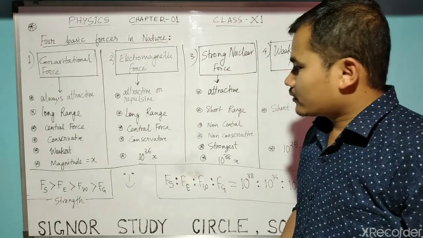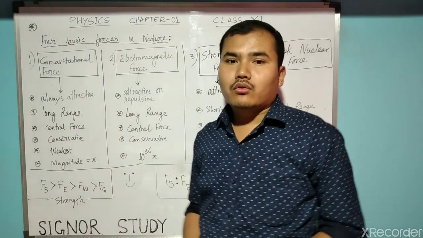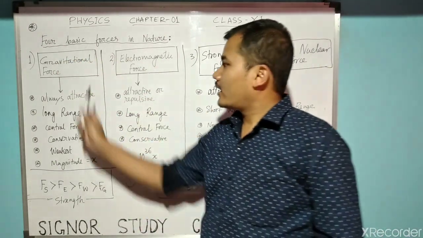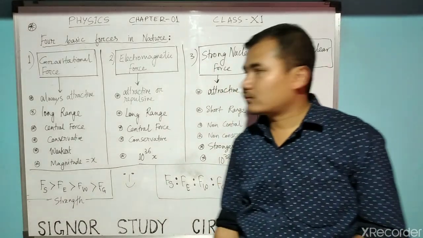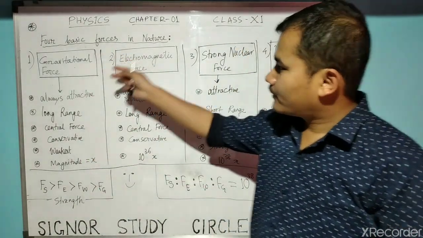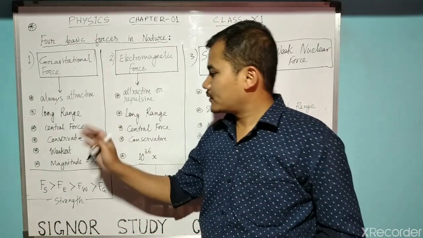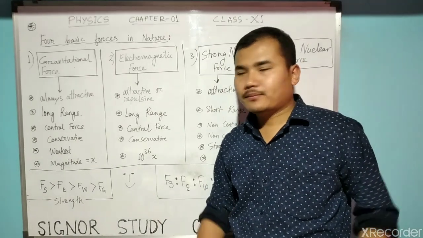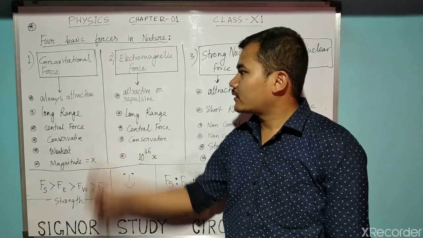The most important question in this chapter is: write the four basic forces in nature. The four basic forces in nature are gravitational force, electromagnetic force, strong nuclear force, and weak nuclear force. And the characteristics I have written point-wise. Just memorize those points. No need to write it in a long way. Just see the differences between the respective forces.